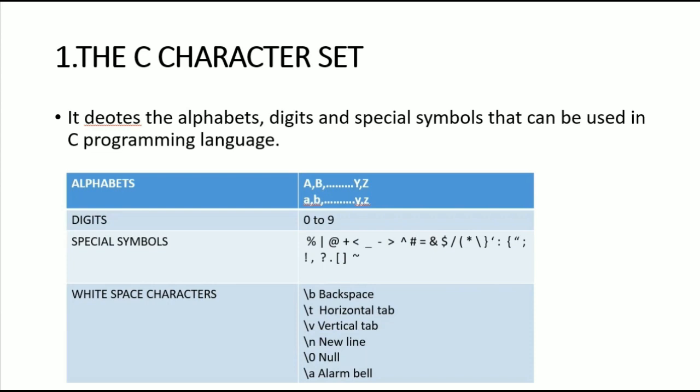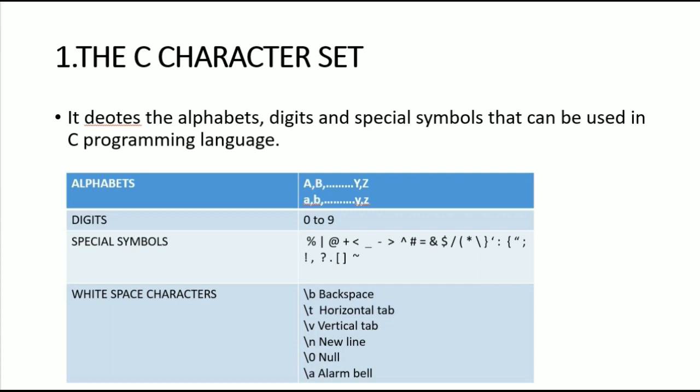So first comes the C character set. Now what is the C character set? All the alphabets, digits, special symbols, whatever you type in a code, that should be a part of the character set. All that comprises the character set.